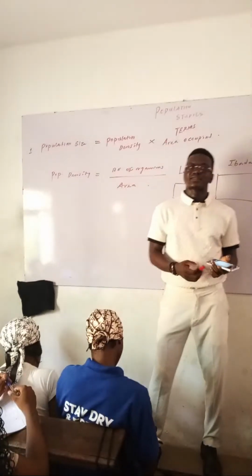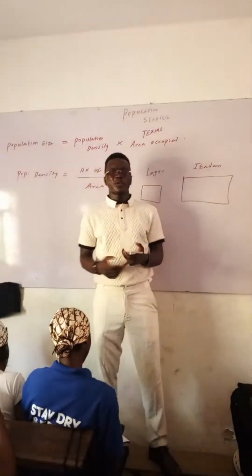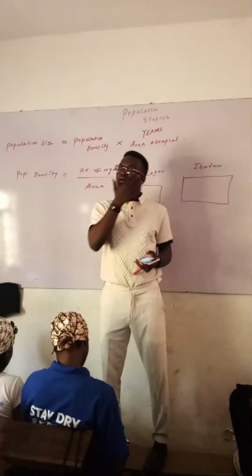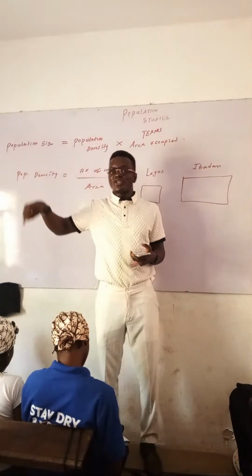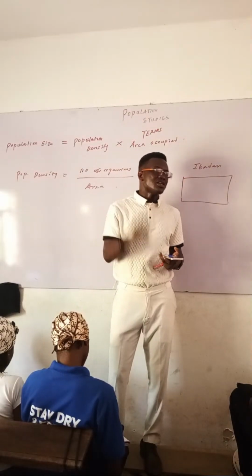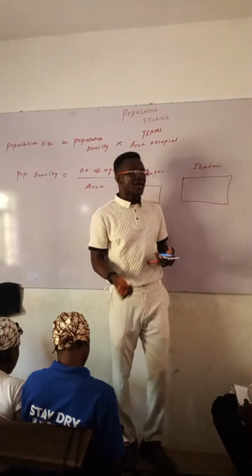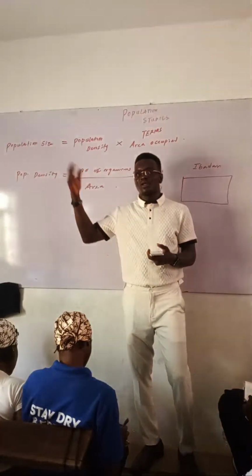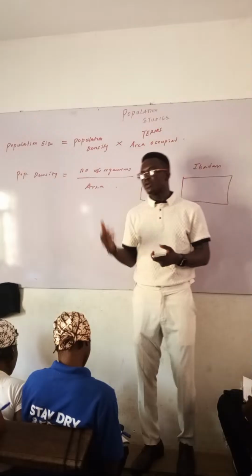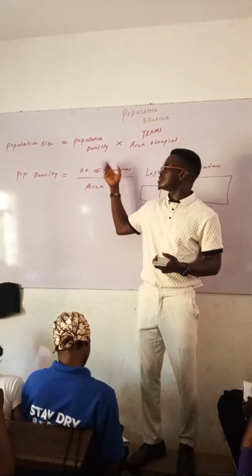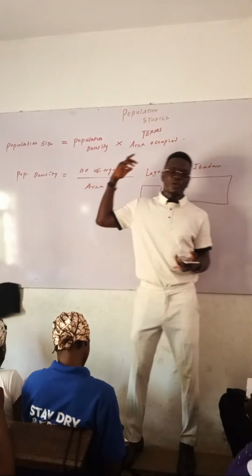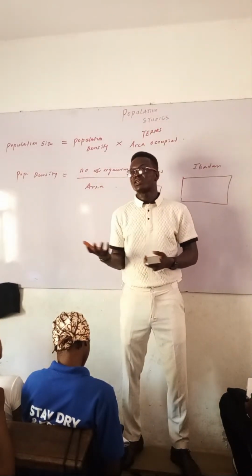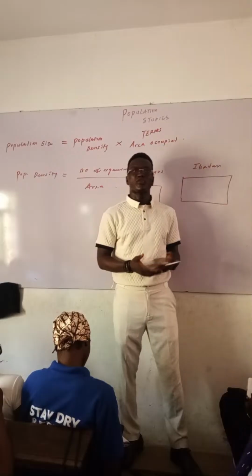So how do we do that? We are given the population density and the length of a square. How do you get the area? For a square, that's L squared, length squared. So you square the length, then multiply it by the population density. Do you understand what I'm saying? What are you looking for?